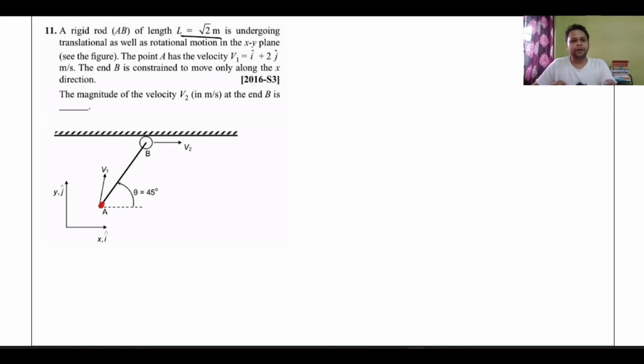The end B is constrained to move only along the x direction. So there is a wall you can see. So the end B can only move in x direction. There is no other velocity possible. The magnitude of velocity V2 at the end B is.